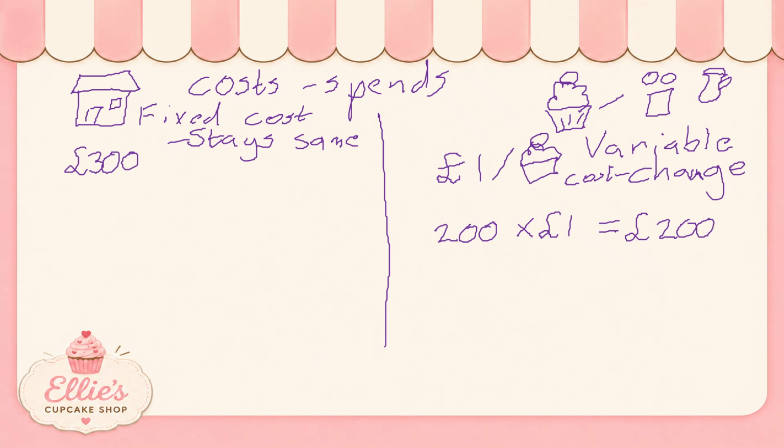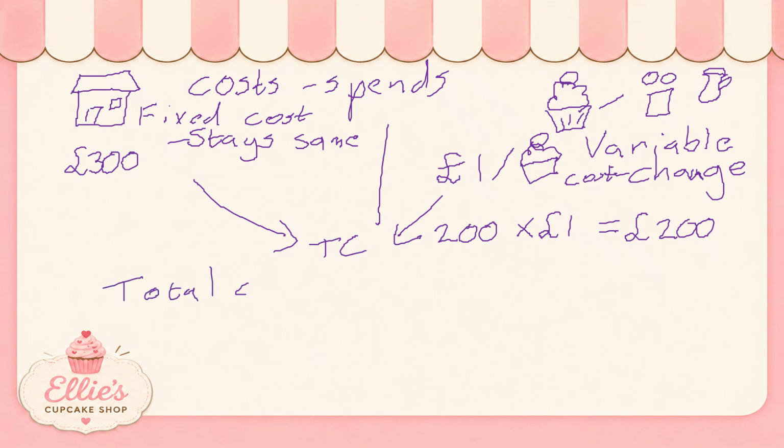So what are her total costs? She's got fixed costs, she's got variable costs. So her total costs, let's rub out this line so you can see. There we go. Her fixed costs along with her variable costs are going to be her total costs. So total costs are going to be her fixed costs plus her variable costs.